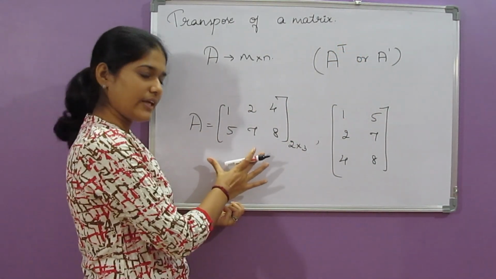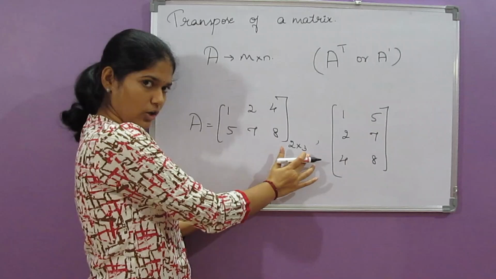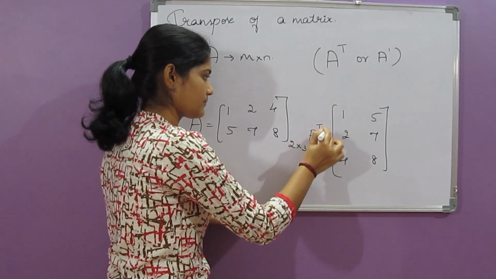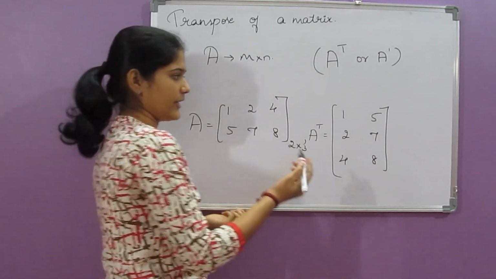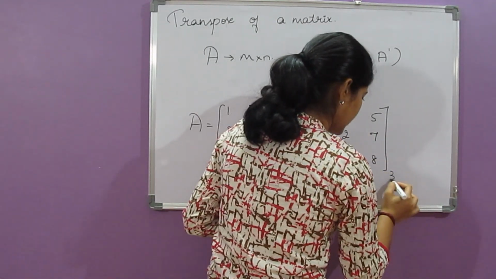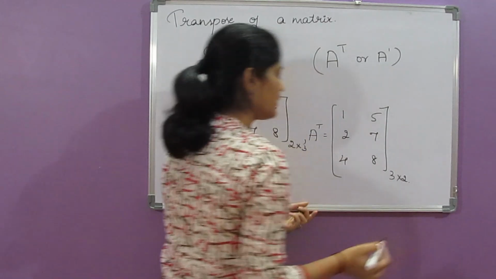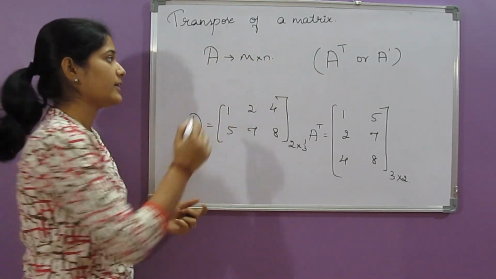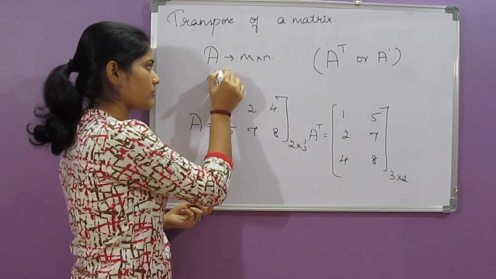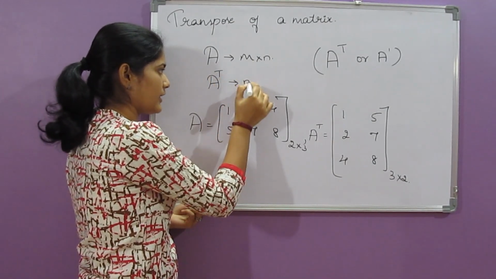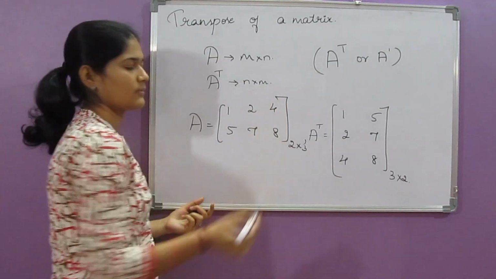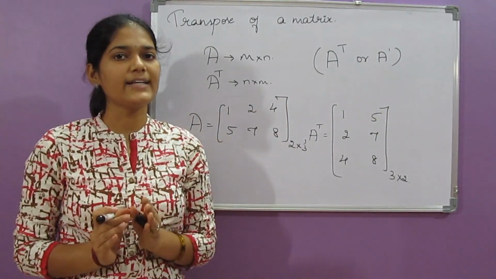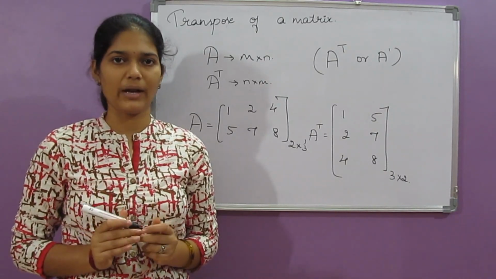Observe here, if A is a matrix of order 2 cross 3, then this is A transpose. This is of order 3 cross 2. That is, if A is a matrix of order m cross n, then A transpose will be of order n cross m. This is all about transpose of a matrix. Now, let's see the properties of transpose of matrix.